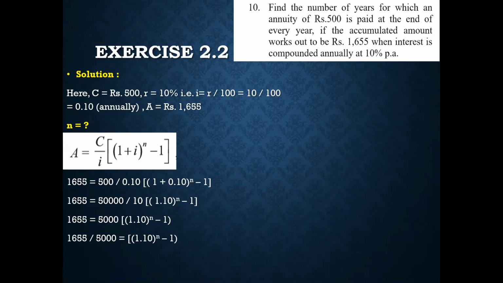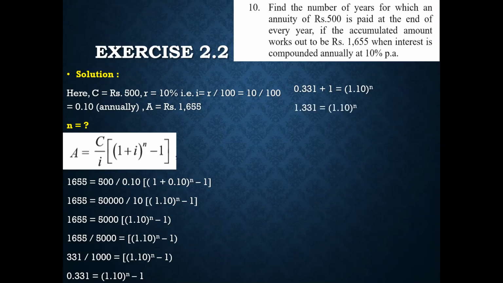1655 divided by 5,000. This side remains the same because nothing can be done here. n is missing. I've divided this by 5. So 331 divided by 1000 gives you 0.331 = 1.10^n - 1. Now what you can do is take this minus 1 to that side, so it will become plus 1. So 0.331 + 1 = 1.10^n, which gives you 1.331 = 1.10^n.